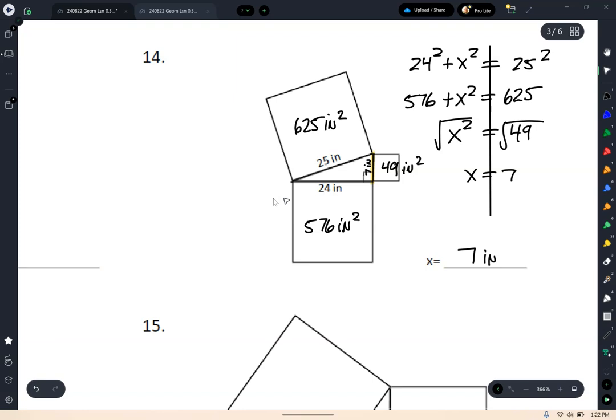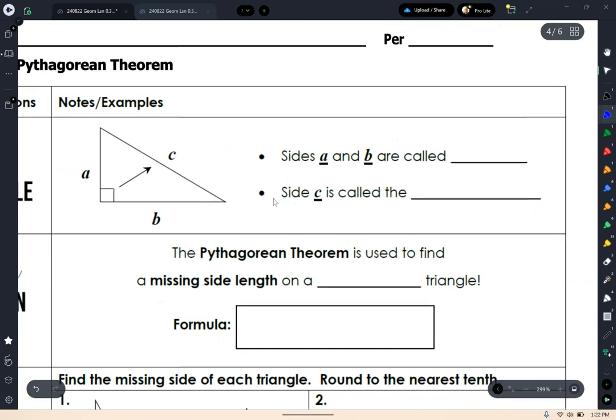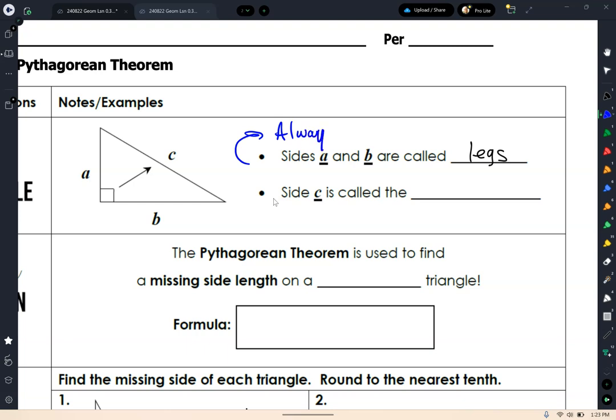So, formal language to attach to some of this. So, sides A and B, right? These are called the legs of the right triangle. And the legs always meet at 90 degrees. The legs always meet at 90 degrees.